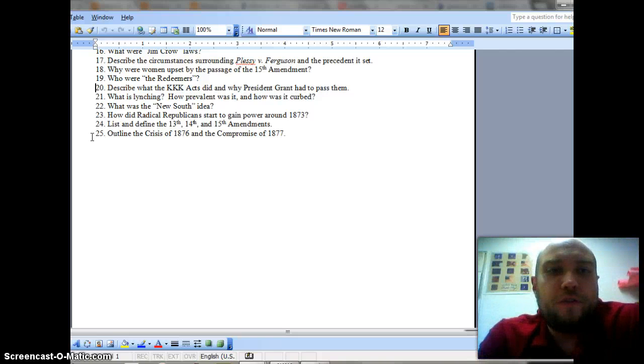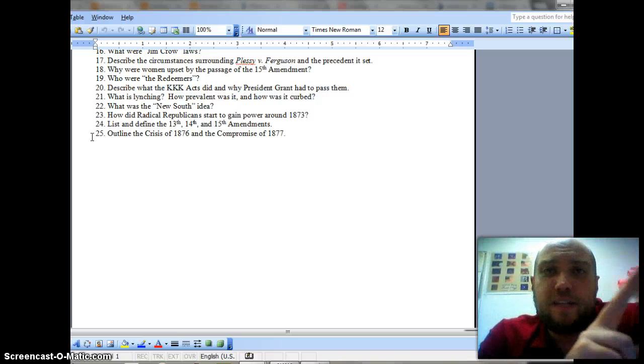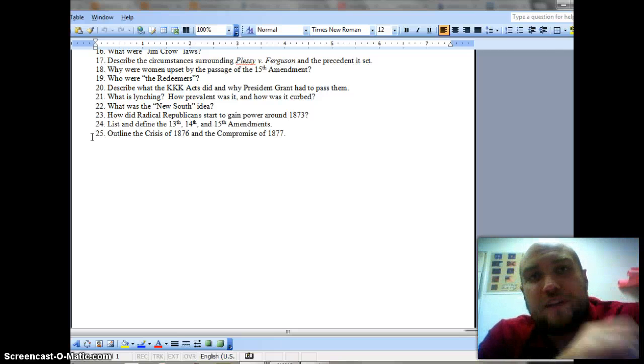All right, so 24, the 13th, 14th, and 15th Amendments, they're called the Reconstruction Amendments. The 13th abolishes slavery. The 14th makes those former slaves citizens. And the 15th gives them the right to vote. All right, and then 25, the crisis of 1876, the compromise of 1877.